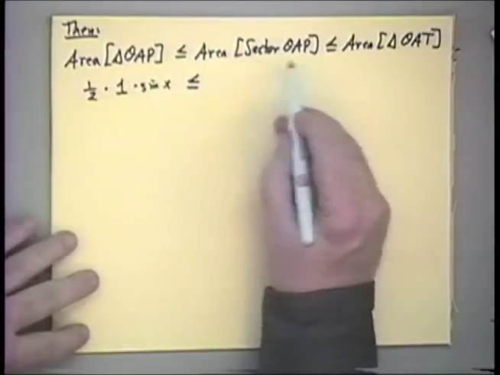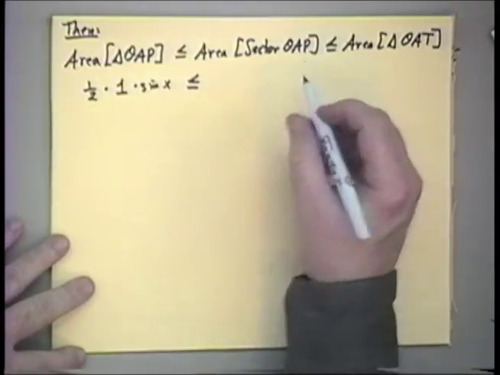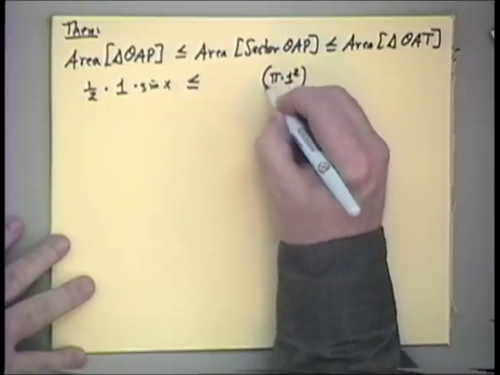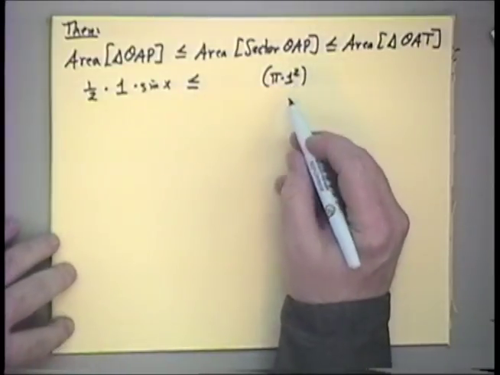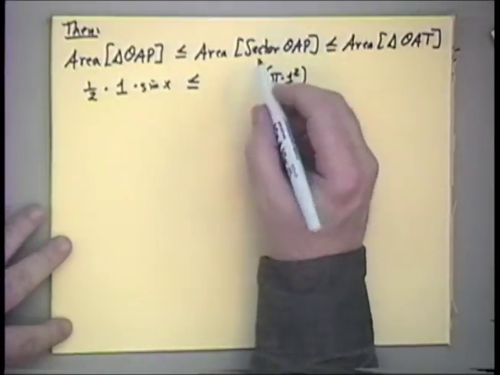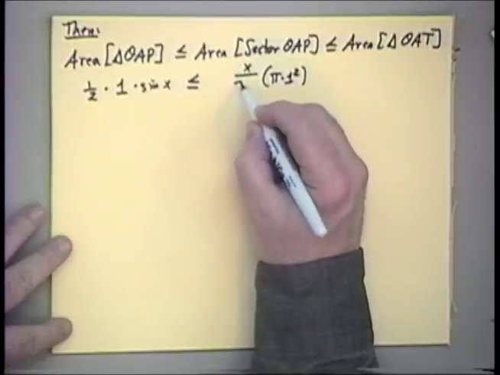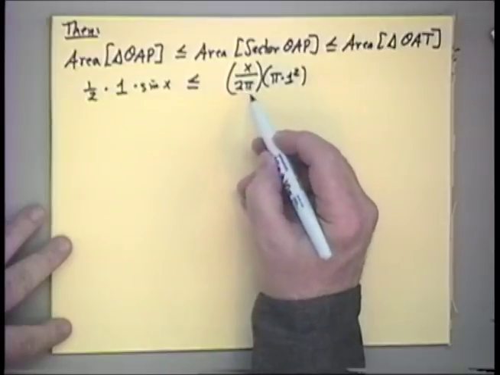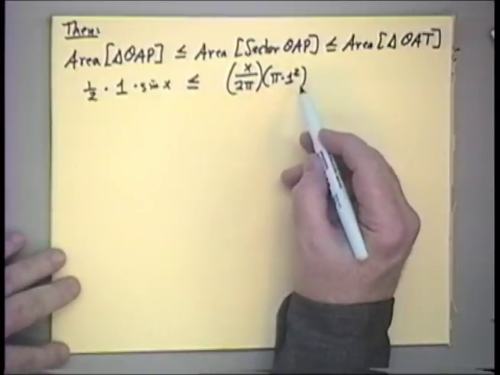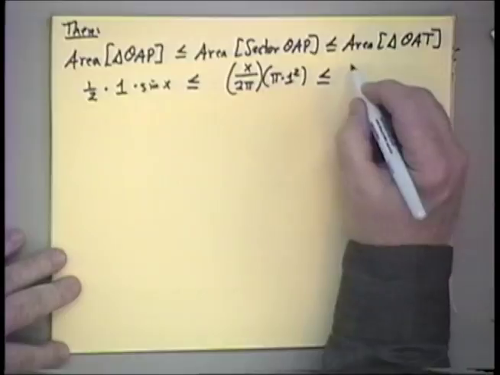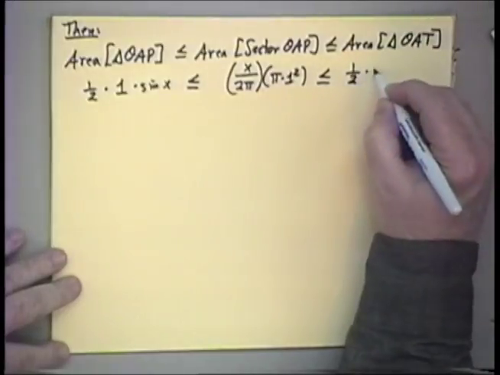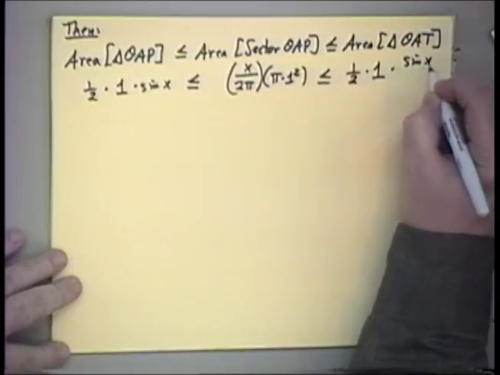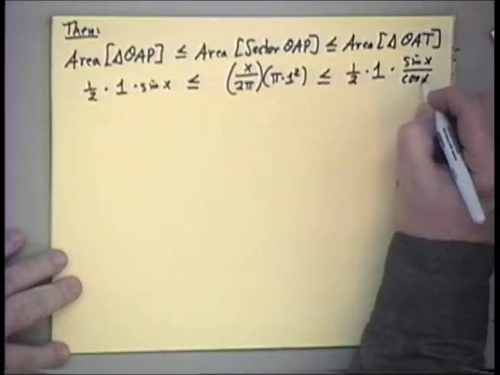That's less than or equal to the area of the sector. Now the area of the sector is a proportion of the area of the circle. The circle's area is pi r squared, which is pi times 1 squared, since it's a unit circle. And what proportion? Well, the proportion that x is out of the entire angle of a circle, which is 360 degrees or 2 pi. So this is the area of the sector. The area of the triangle, again, is 1/2 base times height. The base is 1, and the height, as we just learned, was sine x over cosine x.